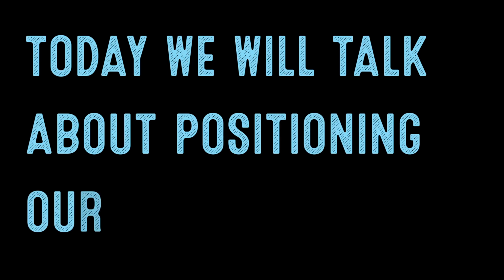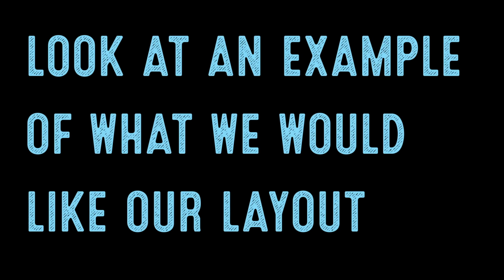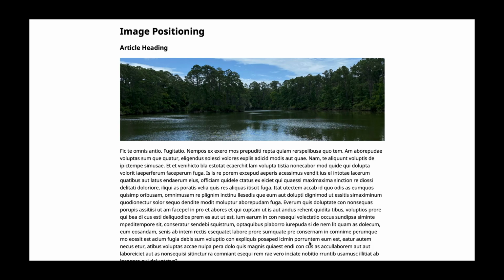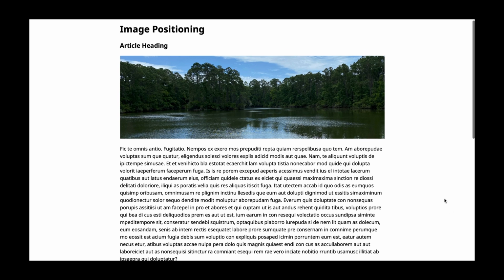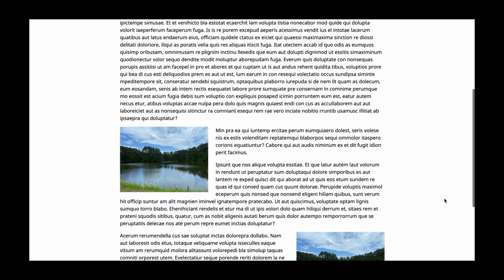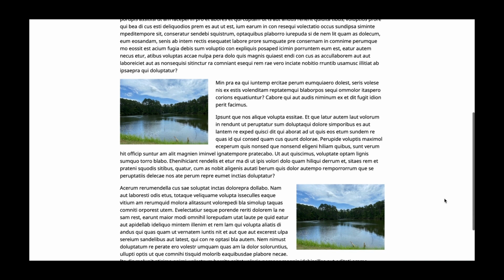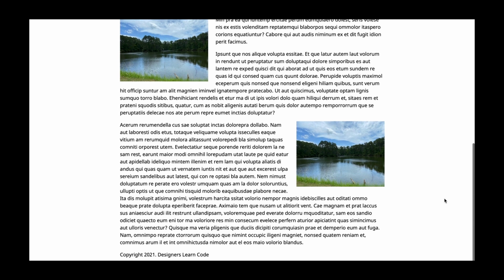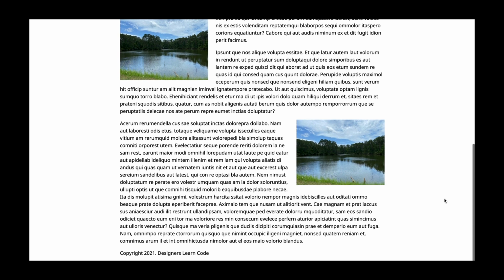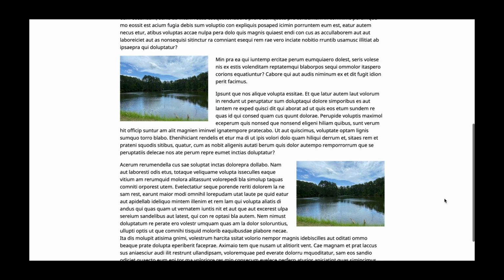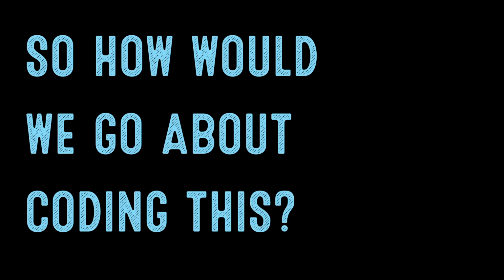Today we will talk about positioning our images. We will look at an example of what we would like our layout to look like. In this screen recording, we have a web page where we have an article, and that article has a featured image at the top and two other images. The second image is to the left and has the text flowing around it, while the other image is to the right and has the text flowing around it. There is also space between the image border and the text. So how would we go about coding this?